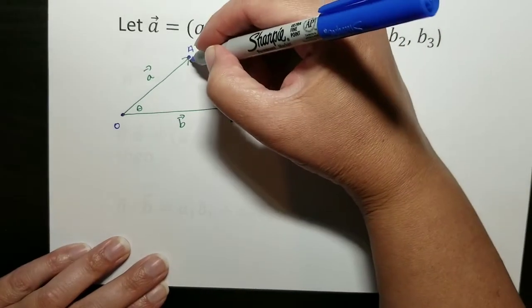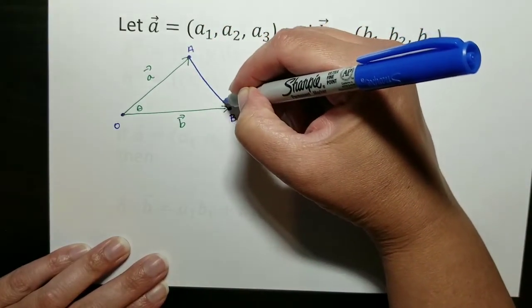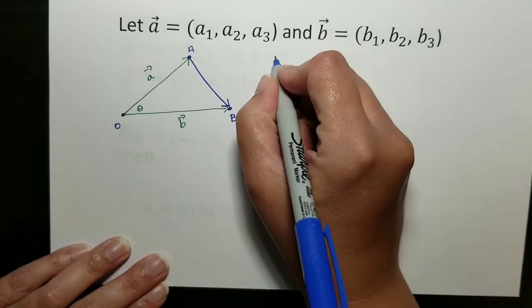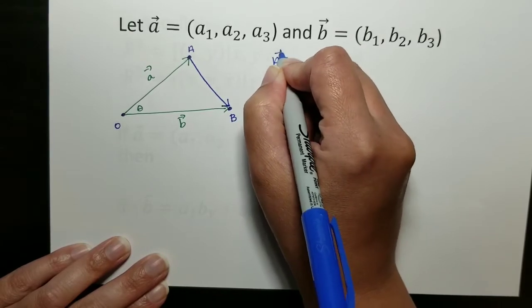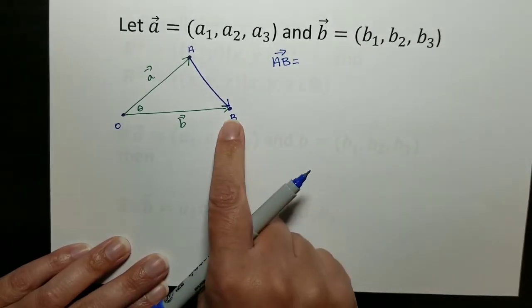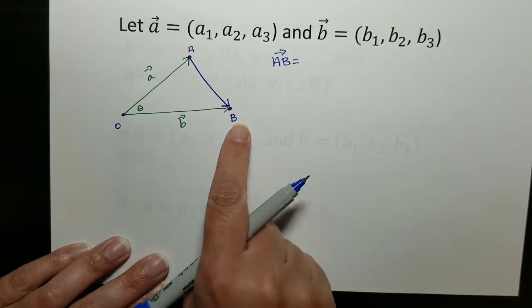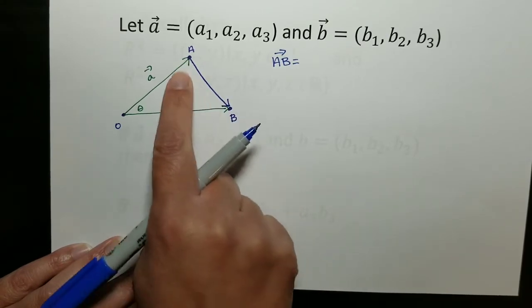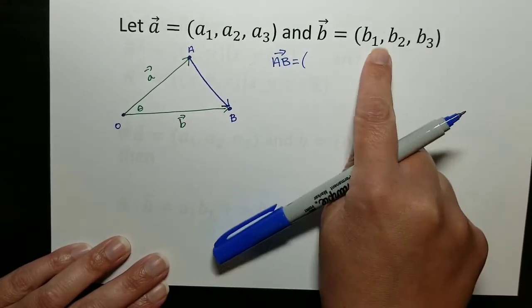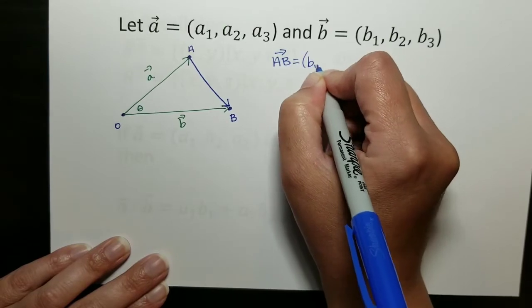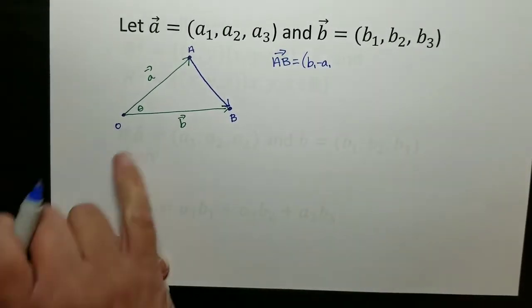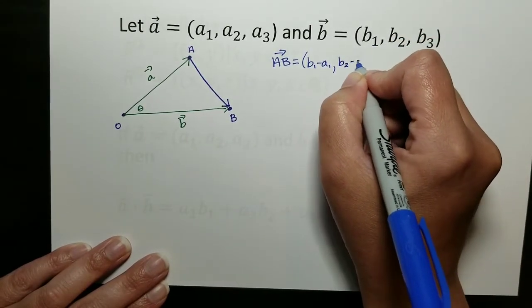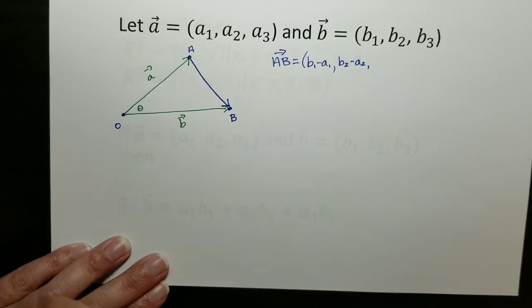So this third piece of the triangle, I'm going to draw in as vector AB. And remember that vector AB, we get the components of this vector by doing the end point minus the start point. So the second x minus the first x, the second y minus the first y. So I'm going to use that. The x component would be b1 minus a1 of this blue vector. The y component is b2 minus a2. You would subtract the y values of those.